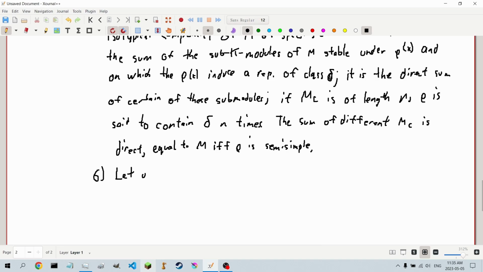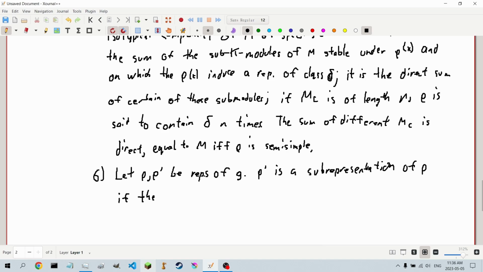So let rho and rho prime be representations of G. It does not say where they're acting on. Rho prime is a sub-representation of rho if the module of rho prime is a submodule of rho.